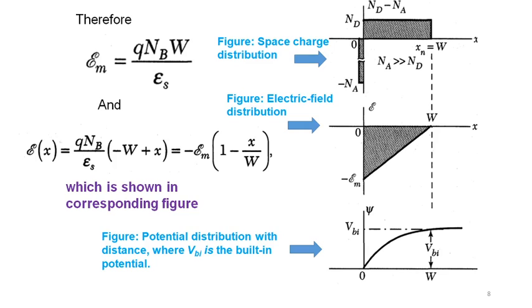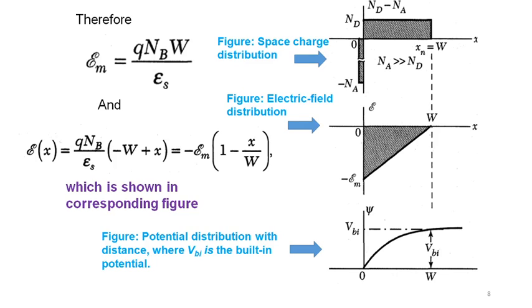We can show this in a figure, in which 0 to W is xn. The p side is very small and negligible, and the n side is very large, so the depletion layer width is due only to the n side, where the donor concentration is lower than the acceptor concentration. This equation is again modified in terms of E of x as minus Em times 1 minus x by W, and this electric field distribution we can show in the figure.